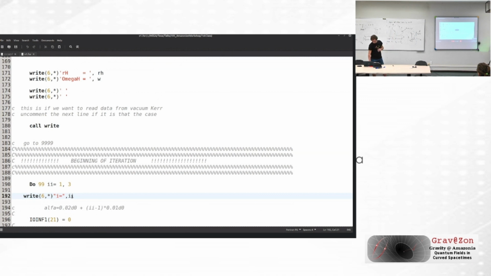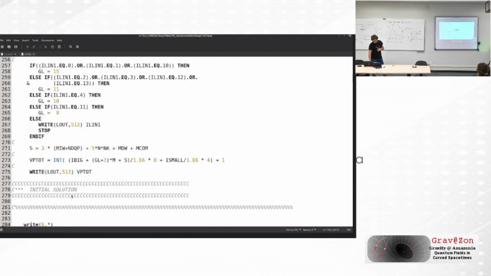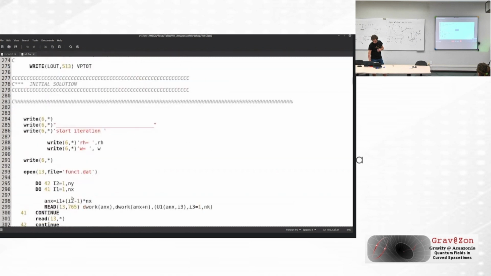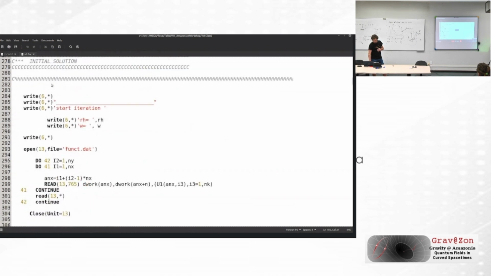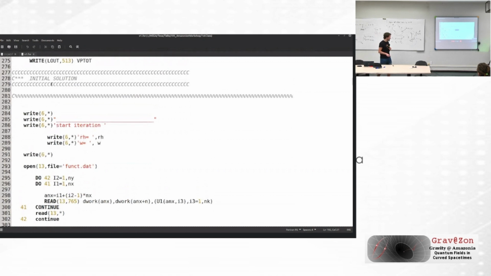And after that, here is the code to run the solver. For example, here is where the initial guess enters. So we have this file, funct.t.data, which will be the initial guess. So we have to write the initial guess in this file, and it will read the file and then use it as the initial guess for the iterations.